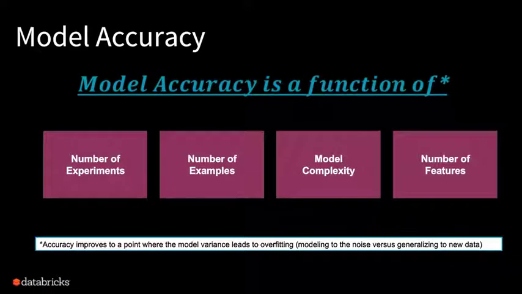So you have model accuracy. Obviously, that's the goal of data science. The key thing about model accuracy is really understanding this type of equation. So there's really 4 key inputs that drive overall model accuracy. One is the number of experiments. So if you think about the experiments, every time you do an experiment, you learn something from it.